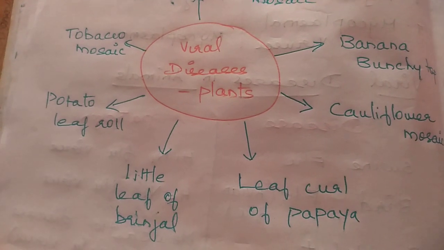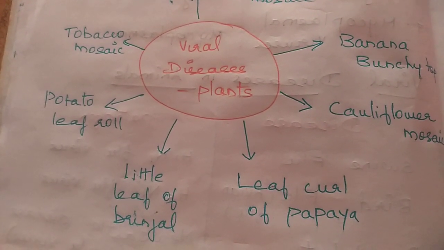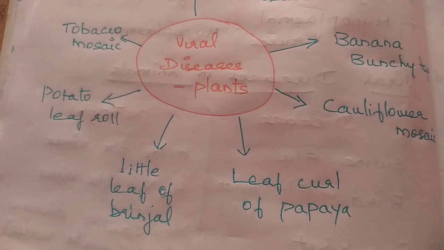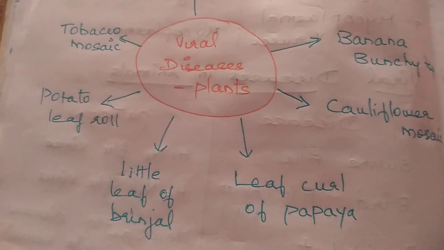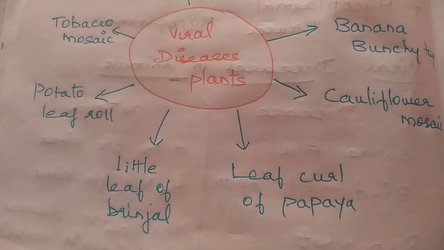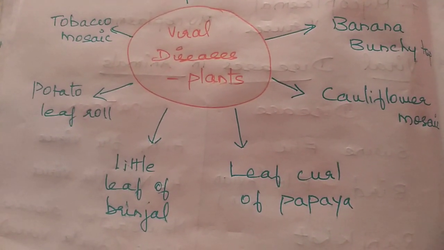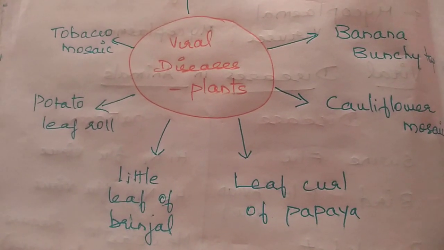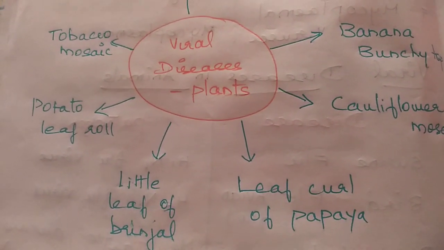And leaf curl of papaya. Papaya leaves always look like curly hair. Like that you can remember. And cauliflower: in your house, you are putting tiles and it is of cauliflower design. Like that you can create anything on your own and remember all these names.